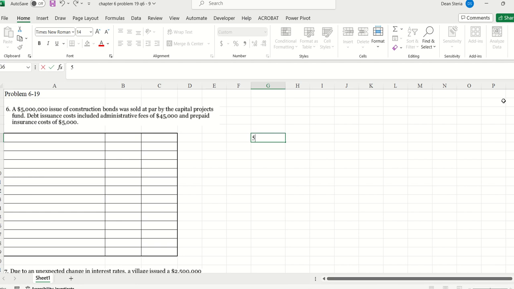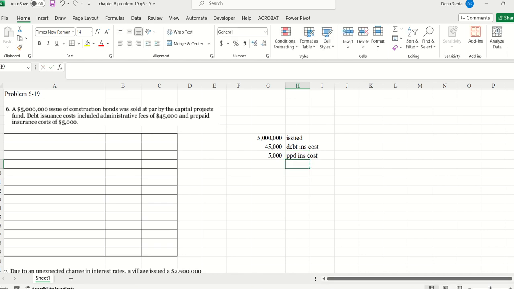Okay, so that is what we issued it for, right? By the Capital Projects Fund, debt insurance costs included $45,000. So that was debt insurance cost. And then we have 5. That was the prepaid insurance cost. Okay, so let's do these entries.